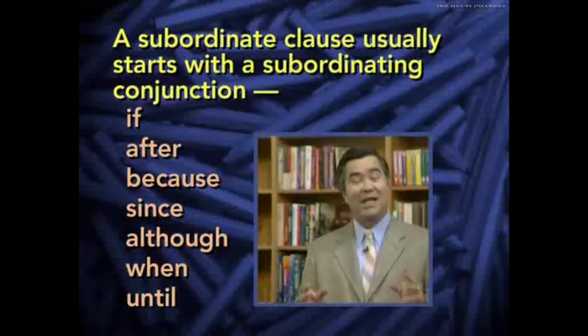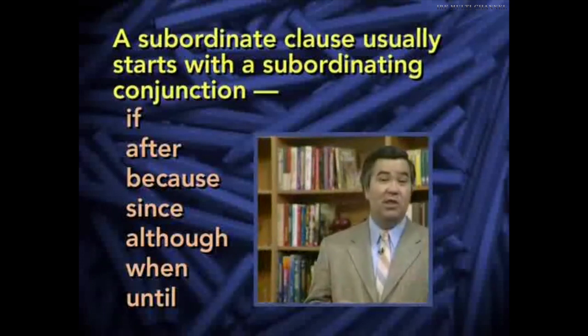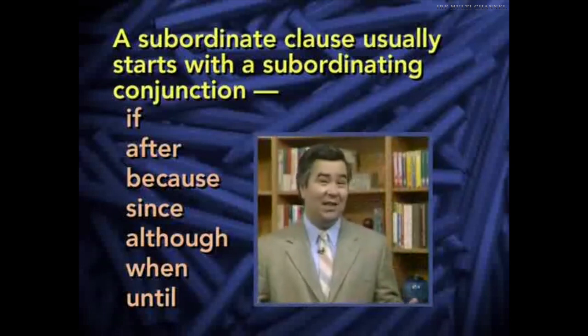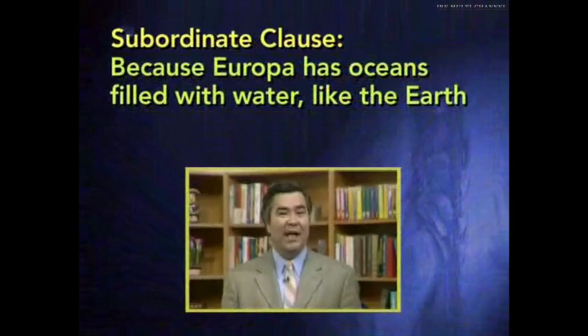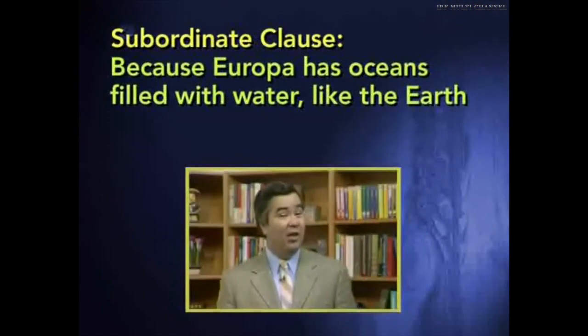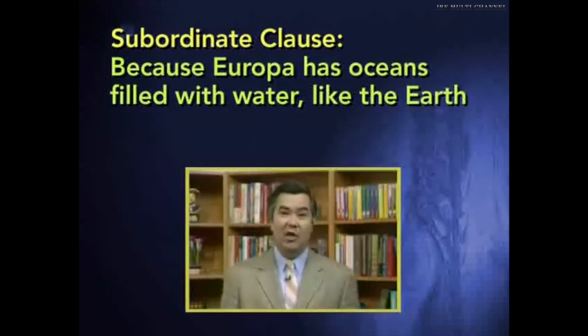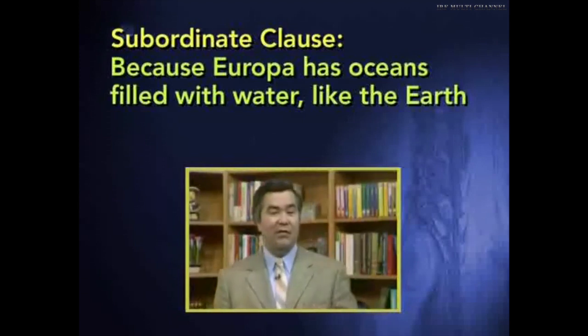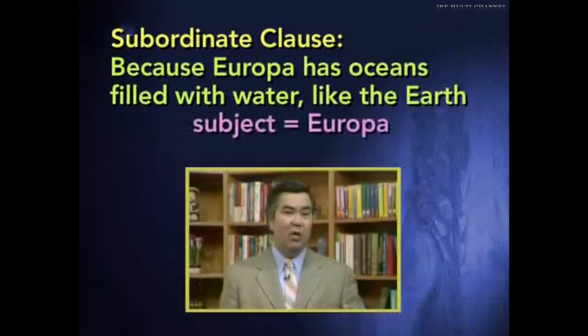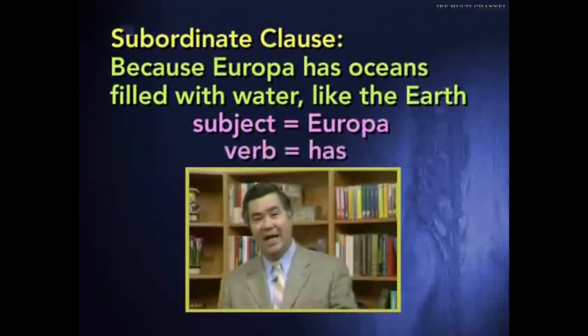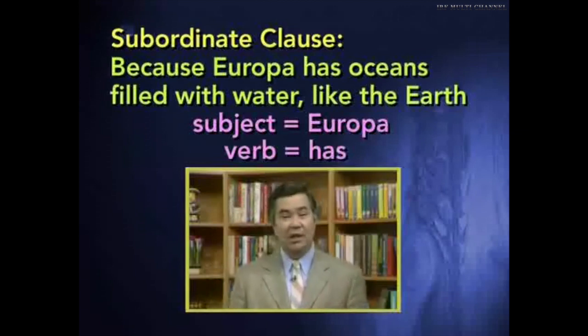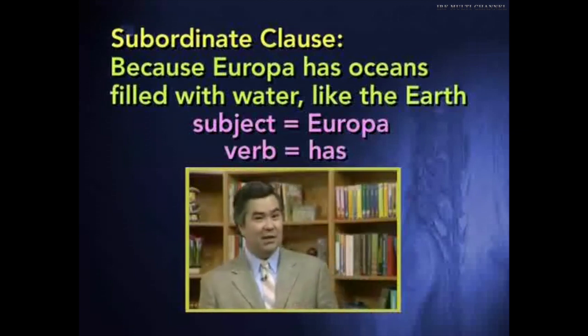Normally, a clause that begins with one of these words, one of these subordinating conjunctions, can't stand alone as a sentence because it won't express a complete thought. Therefore, we consider it a subordinate clause. Take a look at this example. Because Europa has oceans filled with water like the earth. Now, this is a clause because it does contain a subject and a verb. The subject is Europa. The verb is has. So far, so good. But can this stand alone as a sentence?